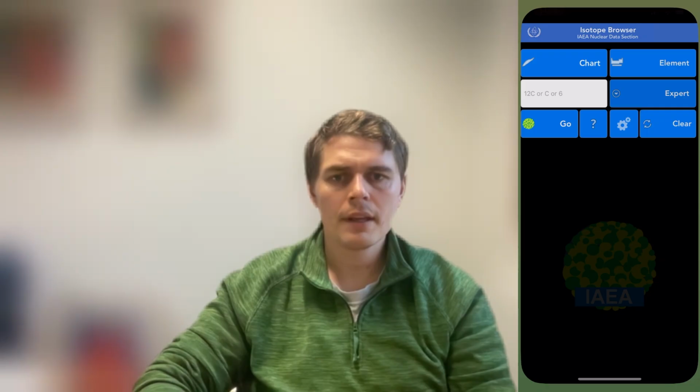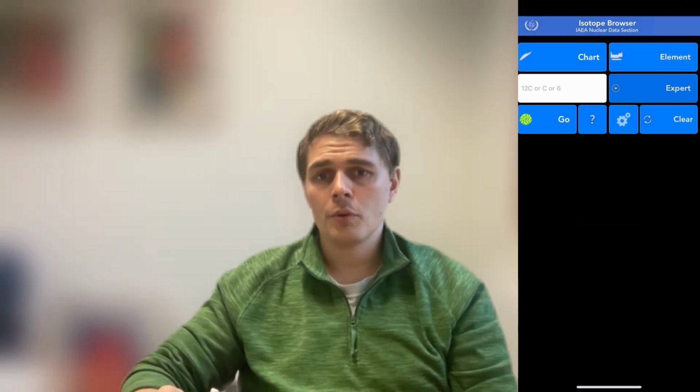Today we'll be looking at the IAEA's Isotope Browser App, a free tool for finding details on radioactive isotopes and their decay mechanisms. This is the app's dashboard where we can search for isotopes. To start, I'll click on Chart.